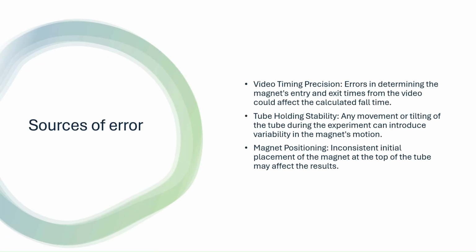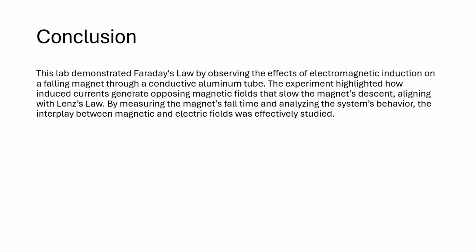Some potential sources of error that we could have had in the experiment was, first, calculating the entry and exit times of the magnet. It's kind of hard to do over video, so there definitely could have been error there. Some more errors that could have occurred were that the magnet had inconsistent positioning, or that the tube was held incorrectly.